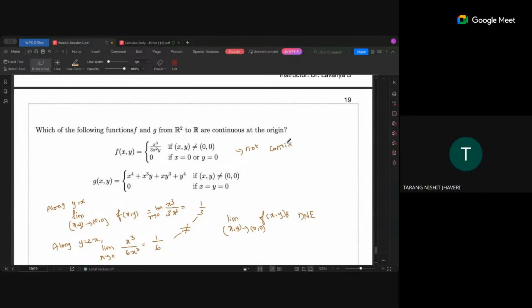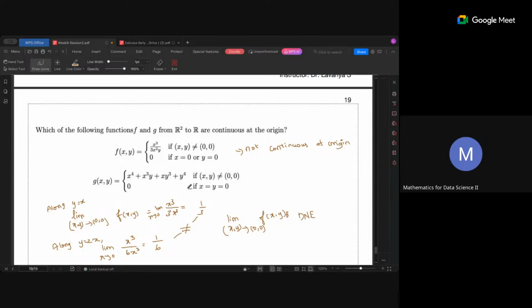Ma'am, why did you not take x-axis? Because we can directly see along the x-axis it does not exist. See, along x-axis, what happens to y value? It becomes 0. If y is becoming 0, the denominator is becoming 0. So it does not exist. Either you can do that or you can do this. Anyway, this is not continuous at origin with any of the arguments.